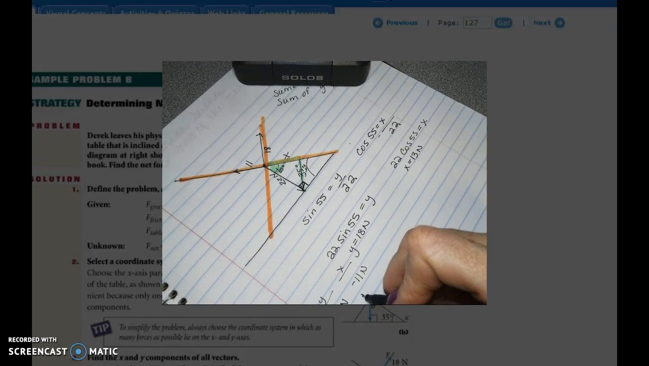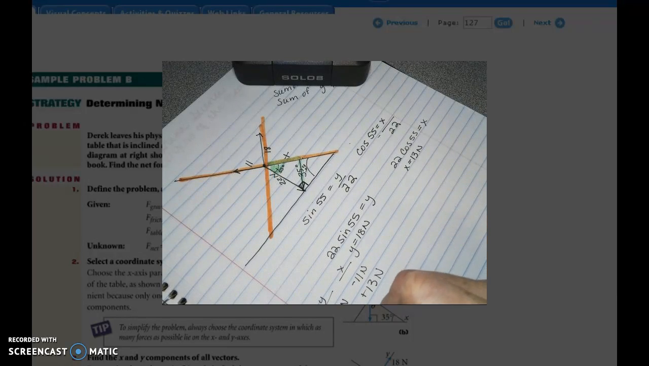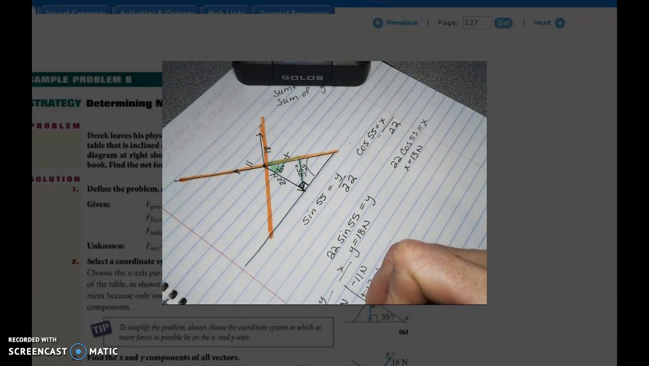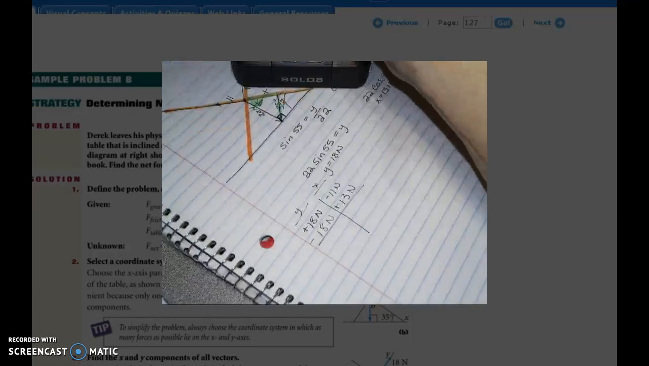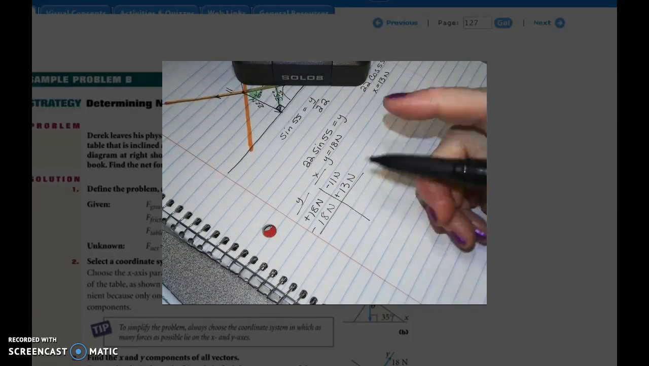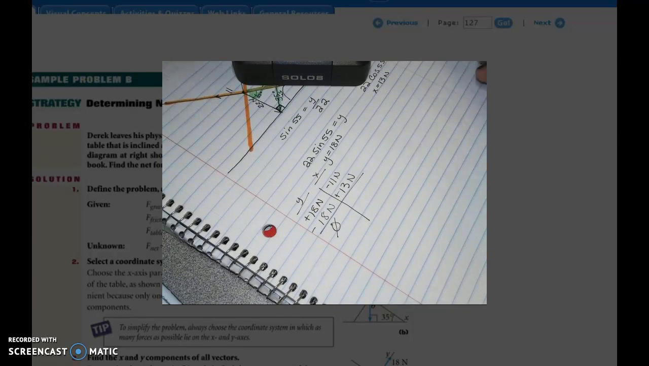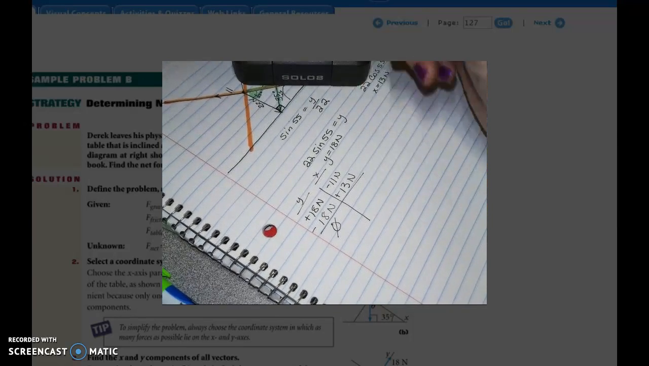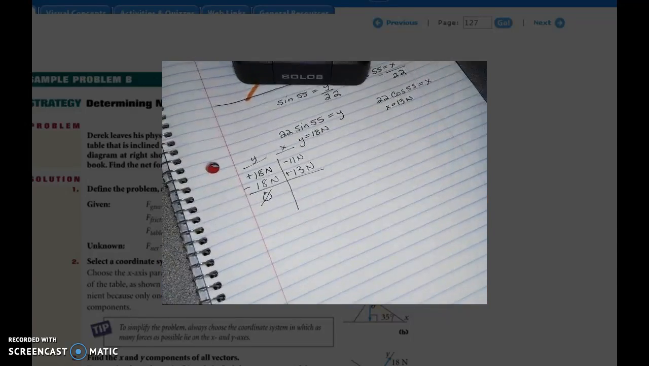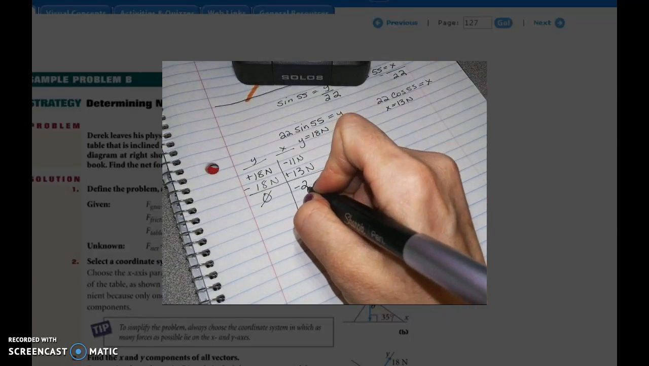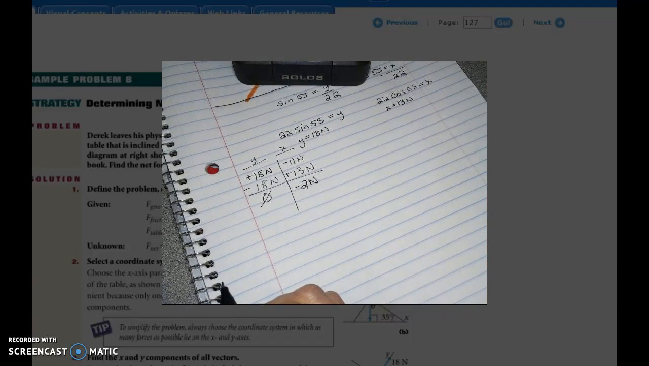And I have a positive 13. So when I sum these, 18 and 18 give us a sum of 0 newtons in the y direction, and negative 2 newtons in the x direction.